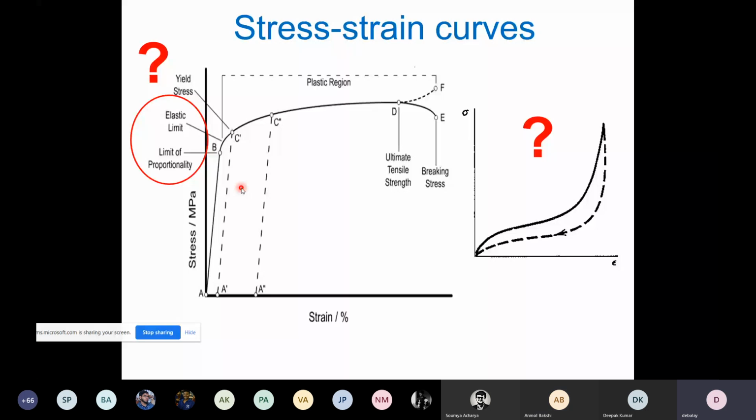Okay. So at the yield stress, 10 to the power 6 number of dislocation movements take place, and then it comes to a detectable value.